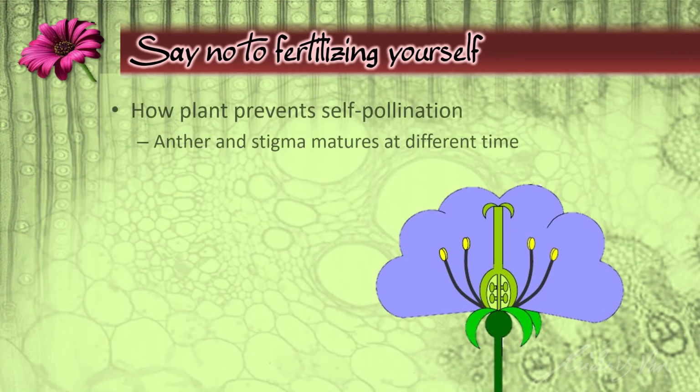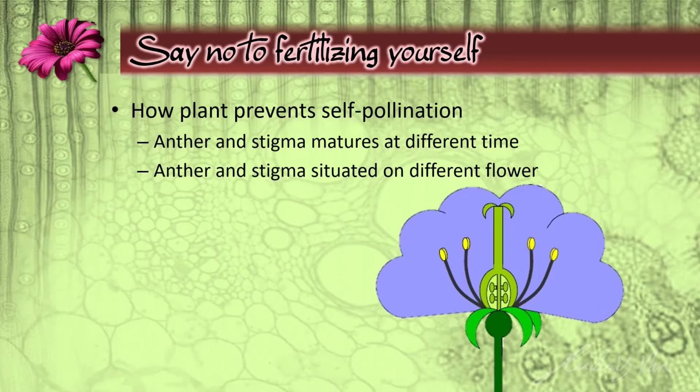Because of the disadvantage of self-fertilization, plants have features to prevent this. For example, the anther and the stigma will mature at different times. So if the pollen grain happens to fall onto the stigma, because the stigma is not mature, it will not cause the pollen grain to germinate.